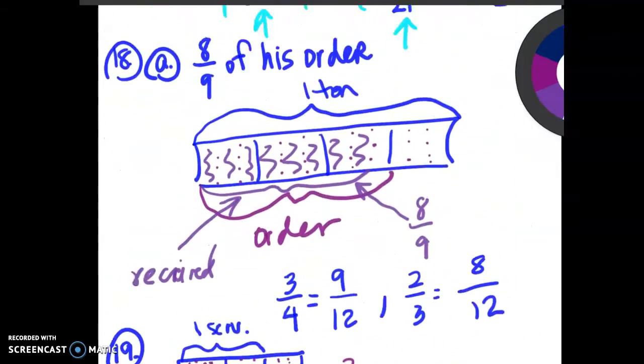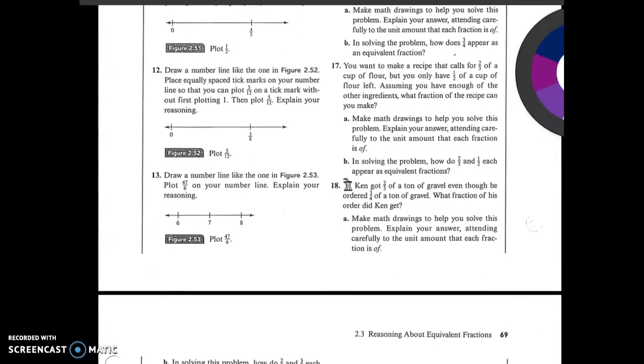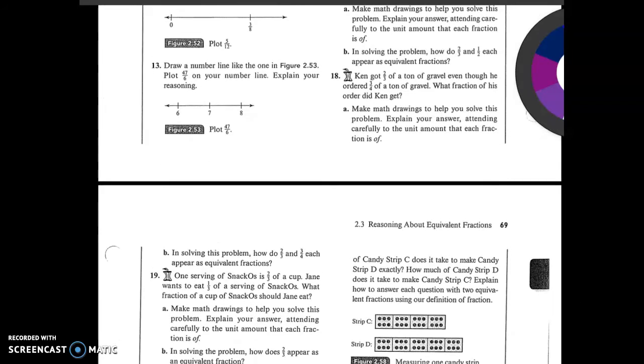All right, number 18 and 19, these are classics, and I will say you guys are going to see a problem like 18 or 19 for sure on your next quiz. So pay close attention. 18 is the gravel problem, 19 is the serving problem.